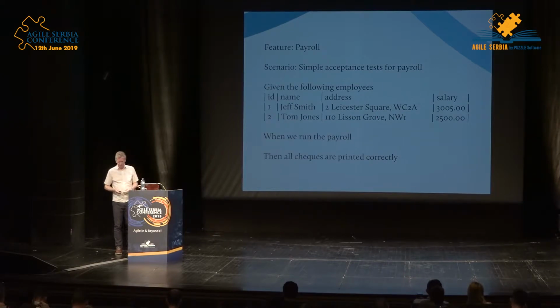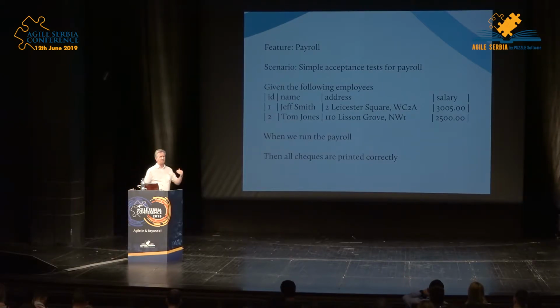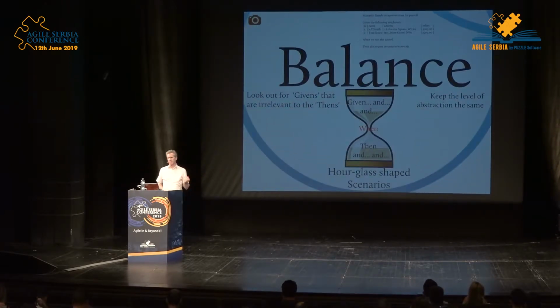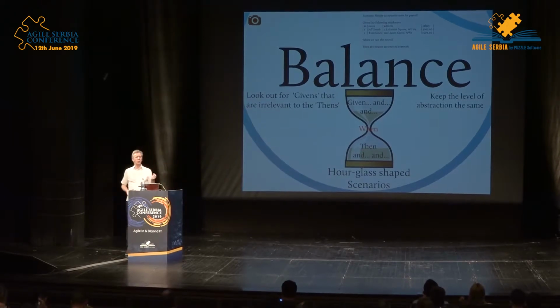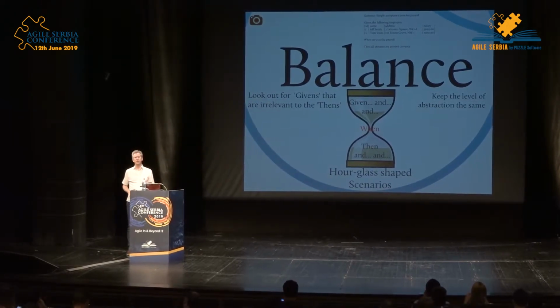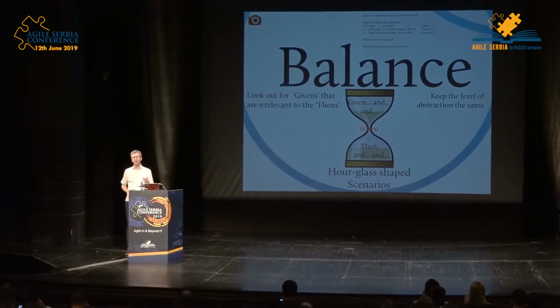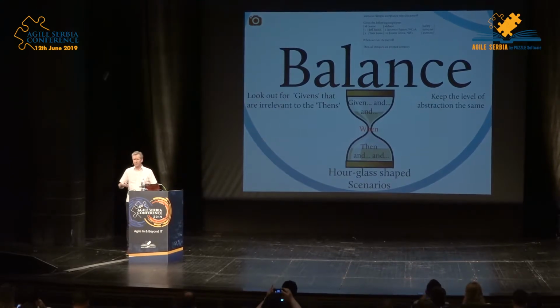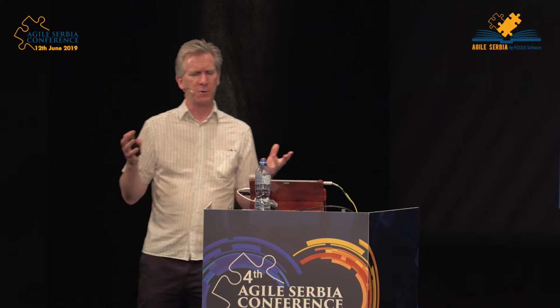So it's a rather bizarre mismatch of the level of detail between the givens and the thens. So the rule here is that we want to watch out for any givens that are irrelevant to the thens. So we don't want to have a difference in our abstraction between input and output. It's fine to choose the appropriate level of abstraction, but you've got to be consistent between your inputs and your outputs. And another thing that I say that might be useful to remember, another aspect of balance, is that we want to have hourglass-shaped scenarios.